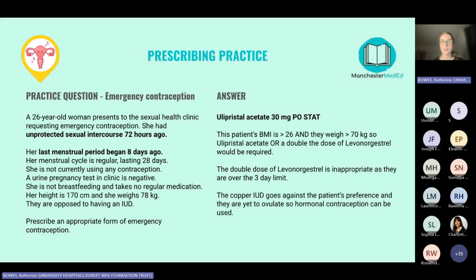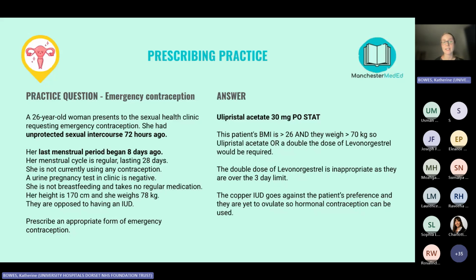Here I've prescribed ulipristal acetate. So just go through the question. We've got a 26-year-old lady, sexual health clinic, emergency contraception. The unprotected sexual intercourse was 72 hours ago. So we're getting on for quite a few days now. Her last menstrual period began 8 days ago. The reason that's important is what we've discussed. It's unlikely that she would have ovulated yet, as ovulation's around day 14. Her menstrual cycle is regular, 28 days on average.